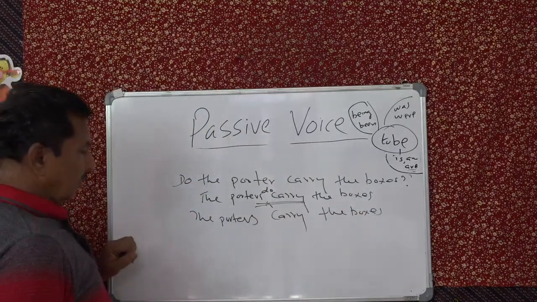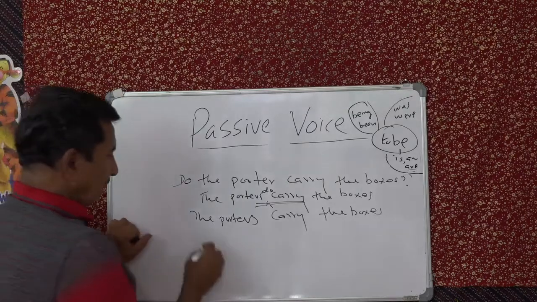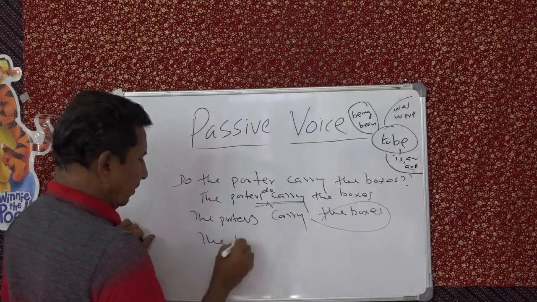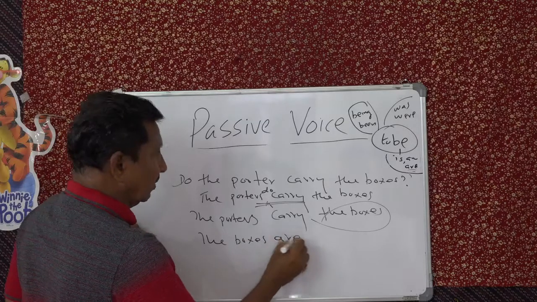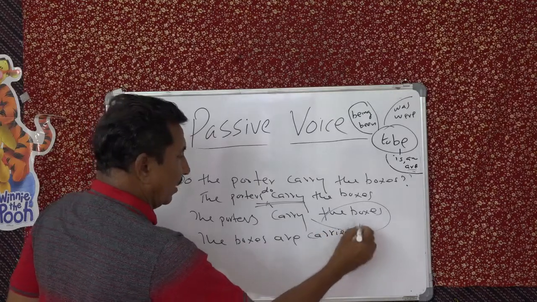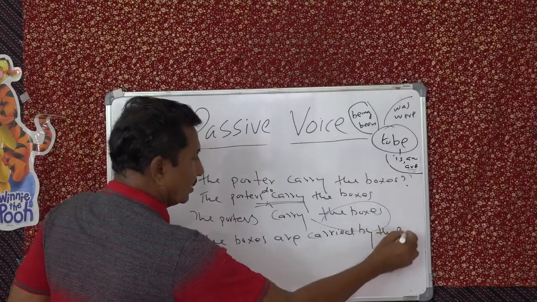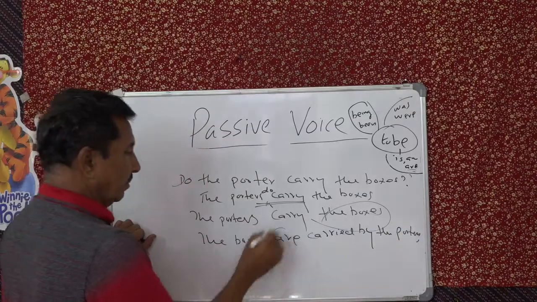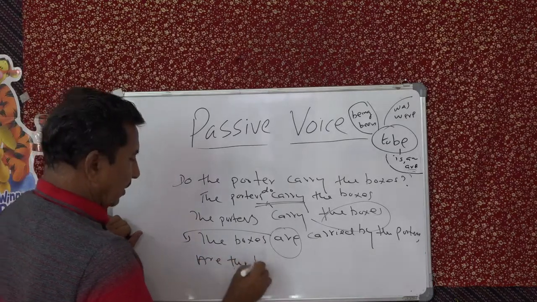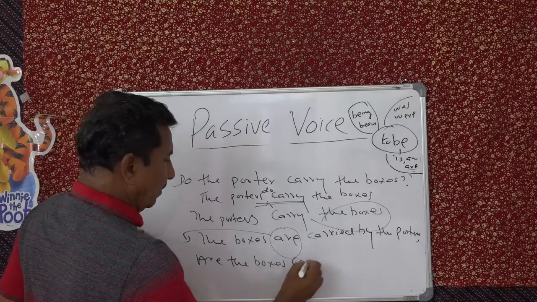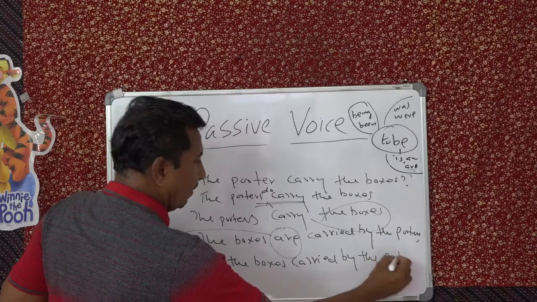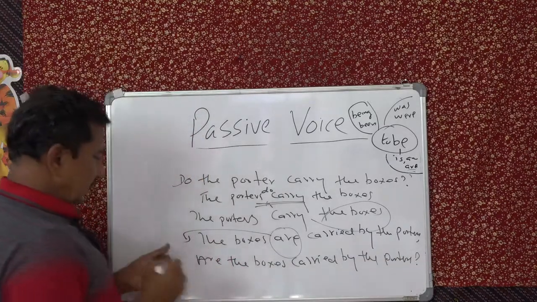Now, what will you do? The passive, I will bring it here. The boxes are, because present, third person plural, are carried, past participle of the given verb, by the portraits. Question: are the boxes carried by the portraits? So this is the answer.